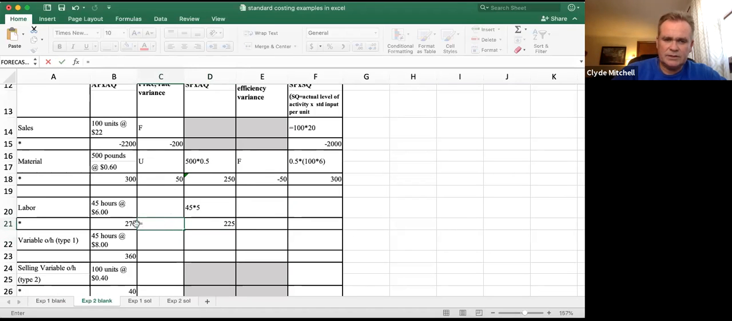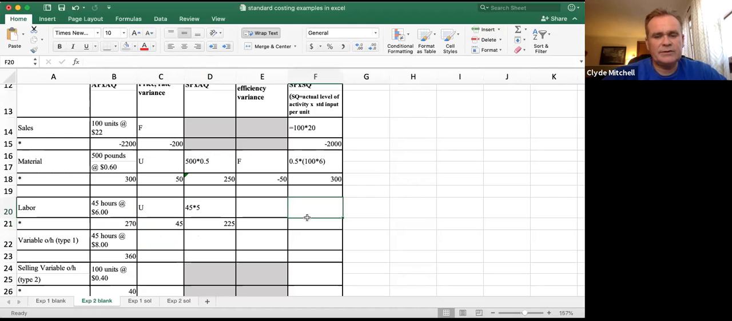What's the difference? 270 minus 250 is 25. The actual is more than what it should be. It is an unfavorable variance, and we know that because we paid $6 an hour, whereas we should have been paying $5 an hour for our price variance.